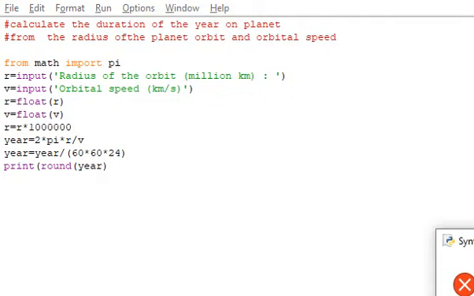Next, radius of the orbit. Radius of the orbit. Close the bracket. Let's run it and see what is going to happen.